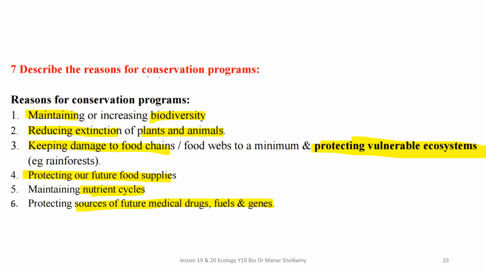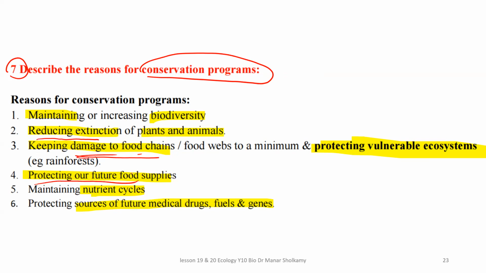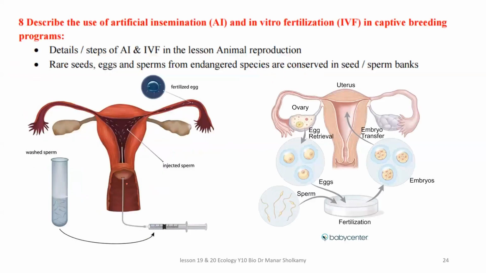Now describe the reasons for conservation programs. Again, this is an objective on its own. Why do we conserve? To not affect our food chains, to preserve our biodiversity so that plants are not extinct, so that animals are not extinct, so that I prevent extinction. I don't damage my food chain, protecting our future supplies, so that I have resources for the future. I don't even think you need to study anything.